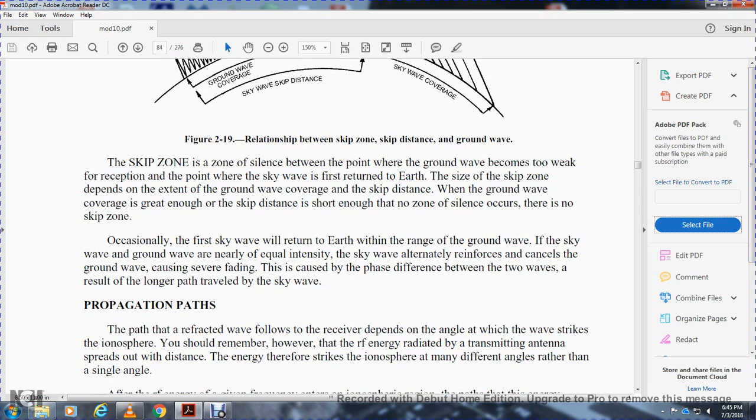The skip zone is the zone of silence between the point where the ground wave becomes too weak for reception and the point where the sky wave is first returned to Earth. The size of the skip zone depends on the extent of the ground wave coverage and the skip distance. If the ground wave coverage is great enough for the skip distance, or the skip distance is short enough, no zone of silence occurs. There is no skip zone.